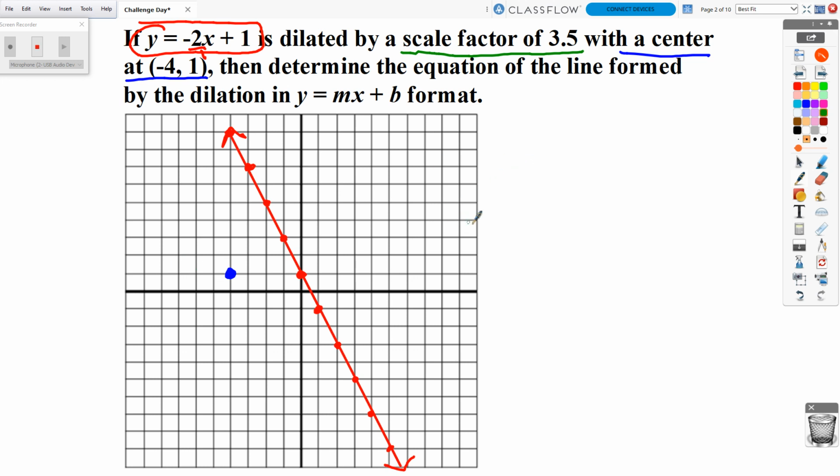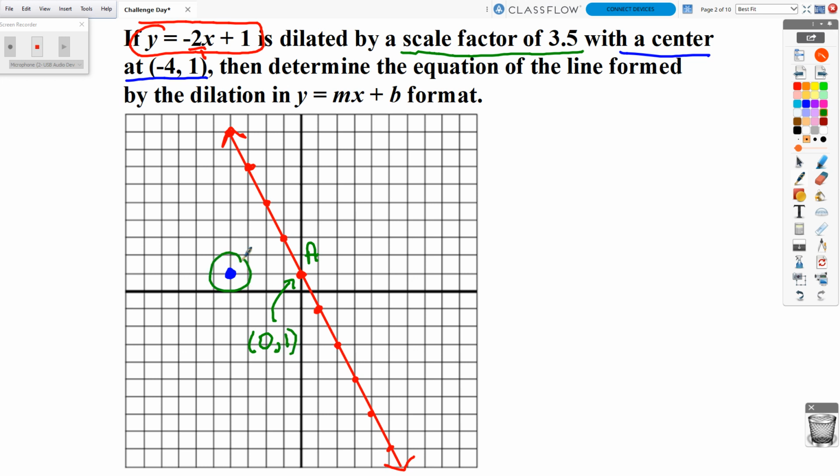All right, so what we need are some points. Do we know any points on this line that we could use? I would go with the very first point that we used right here. Let's call this point A. You can call it whatever you want. That was the point 0, 1.